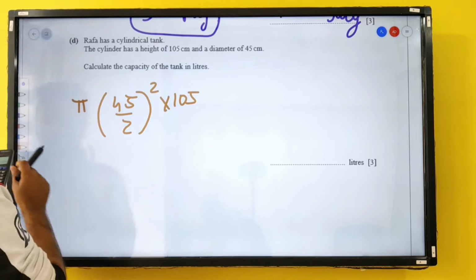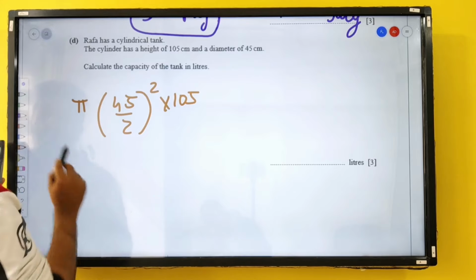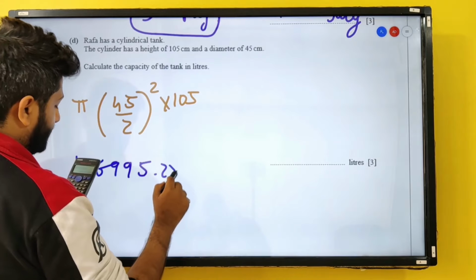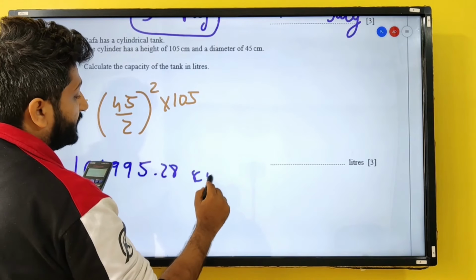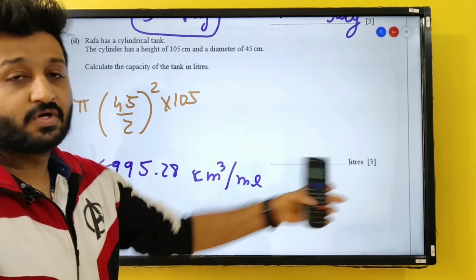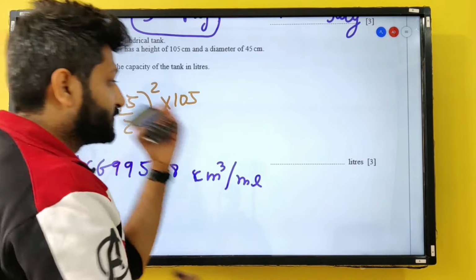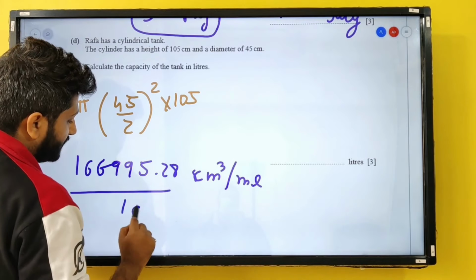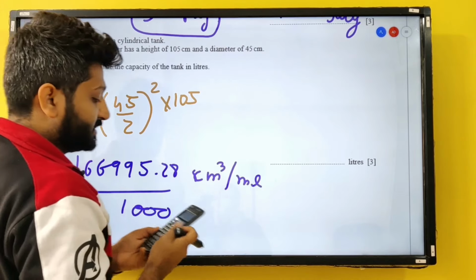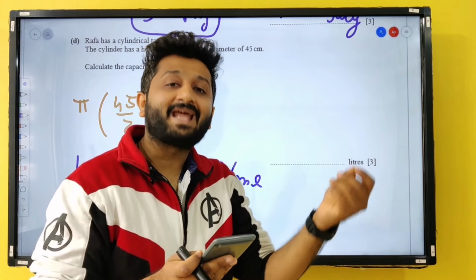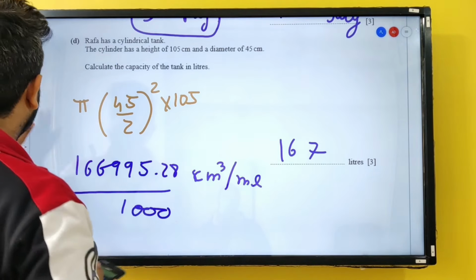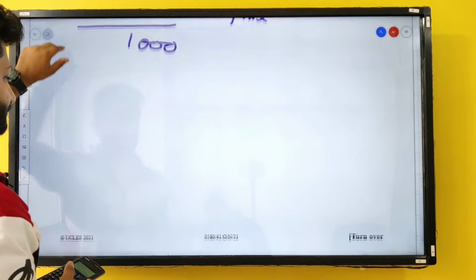So my answer is 166,995.28 centimeter cube. We know 1 centimeter cube is 1 mL, but we are supposed to find it in liters. So we will divide this by 1000. Your final answer is 166.99, or you can write it as 167 liters. Let's move to the next question.